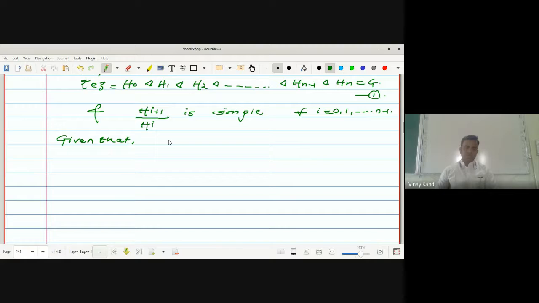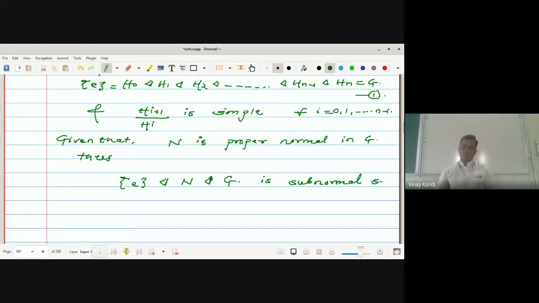Given that capital N is normal in G, it's a proper normal subgroup in G. Thus this singleton E is normal in capital N, which is normal in G. Any doubt? It's a subnormal series for capital G.